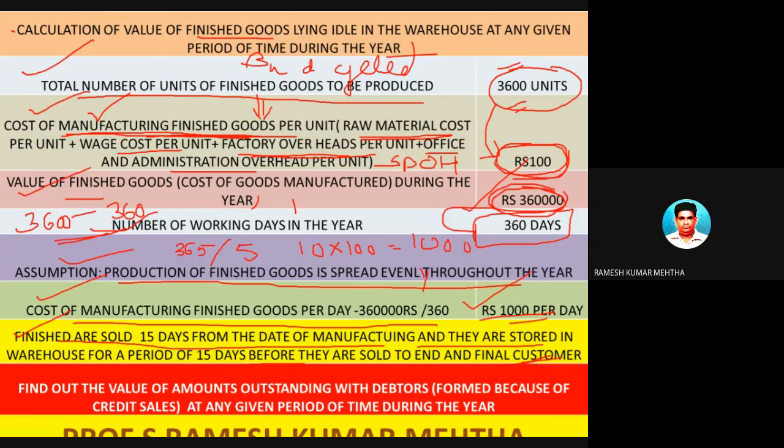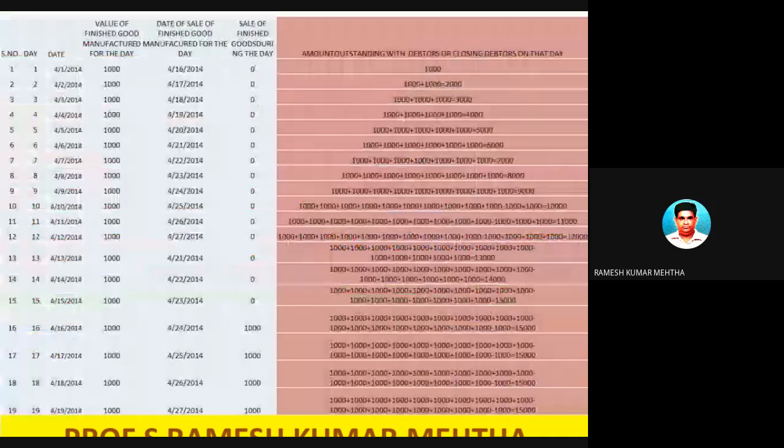So for 15 days, these particular goods which are manufactured are lying idle, and you have to find out the value of the amount of finished goods lying idle at any given period of time in the warehouse. Okay, I'm making a slide change in the PPT. Now, whatever data is there, I'm showing in an Excel sheet.